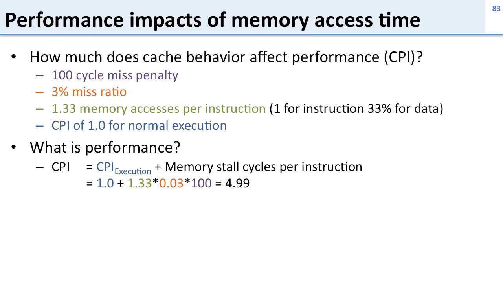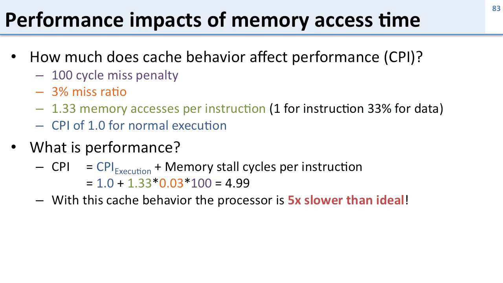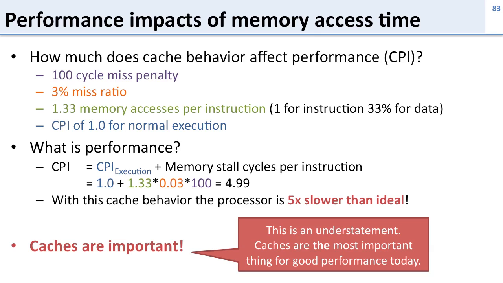So what's this going to work out to? Well, we have 1 cycle per instruction normally plus 1.33 memory accesses per instruction, and for those memory accesses, 3% of the time we spend 100 cycles in our miss penalty. That means we're going to have 5 cycles per instruction because of the slowdown due to the memory. So with this cache behavior, the processor is 5 times slower than ideal. This tells you that caches are really important. In fact, this is somewhat of an understatement. Caches are the most important thing for performance today. If you want to make your code run fast, the most important thing to do is make it work well with the cache.